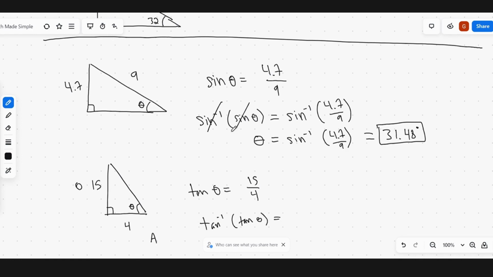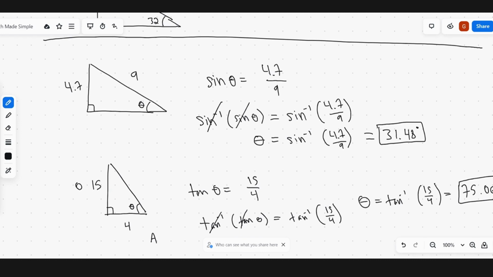inverse tangent of tangent theta equals inverse tangent of 15 over 4. The inverse and the regular tangent cancel out, and we get that theta is equal to the inverse tangent of 15 over 4, which gives us a value of 75.06 degrees.